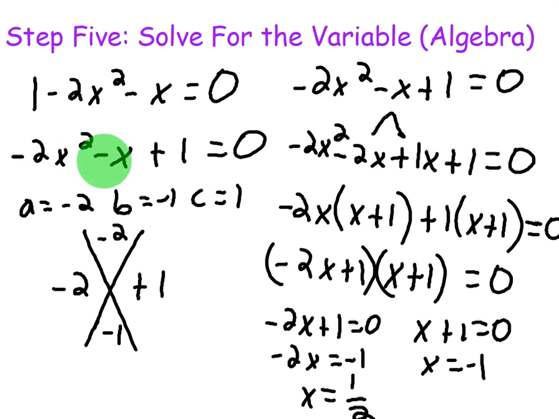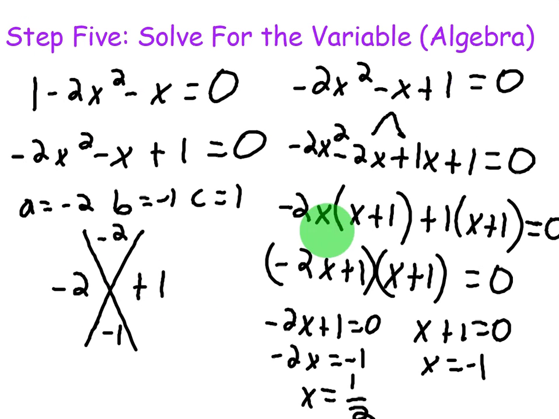A is negative 2, b is negative 1, c is 1. I'm going to put a times c on top, -2, and b on bottom, -1. Two numbers that multiply to give me the top are -2 and 1, and they also add to give me the bottom. -2 plus 1 is -1. So that works for my x method. Therefore, I'm going to break down the middle term into -2x plus 1x based on the numbers that I just got here.